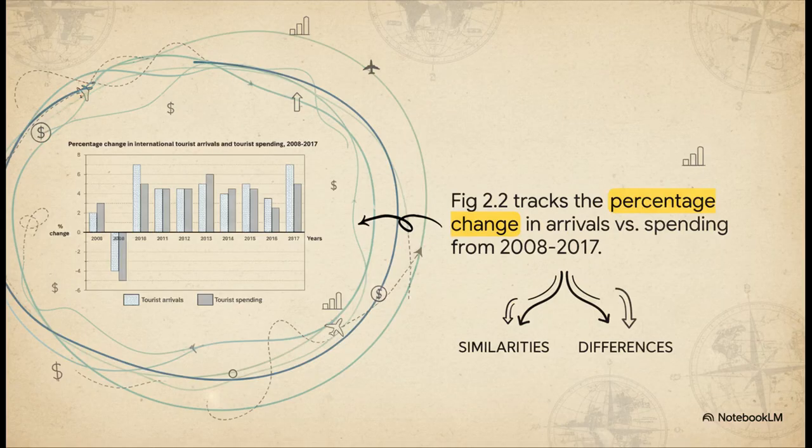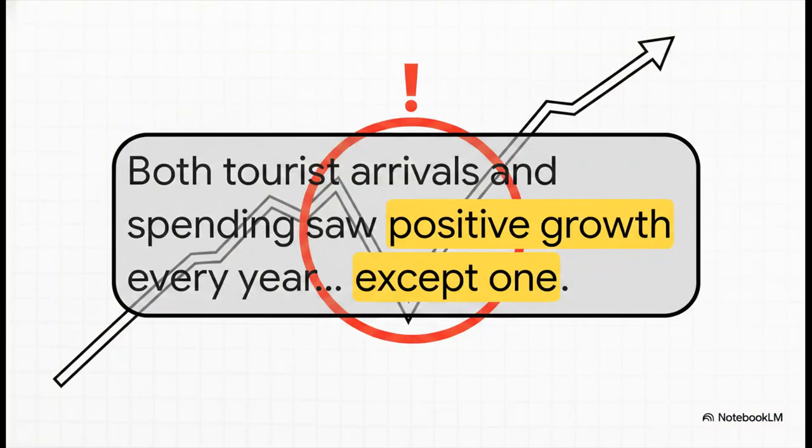Now, whenever a question asks you to compare two sets of data, like tourist arrivals and spending here, you have to find both similarities and differences. And this chart, well, it gives us plenty to talk about for both. When you're making your comparison, a great place to start is with the most obvious thing they have in common. You can see that both bars are above that zero line for almost the entire decade. So that tells us there's a general positive trend, but with one single, very significant dip.